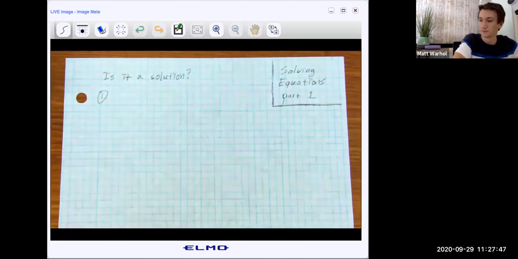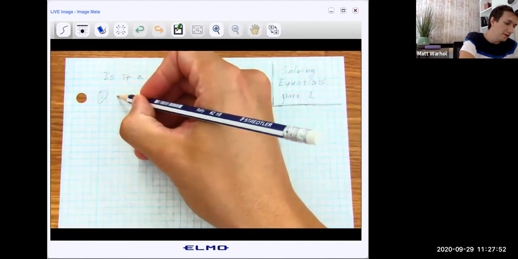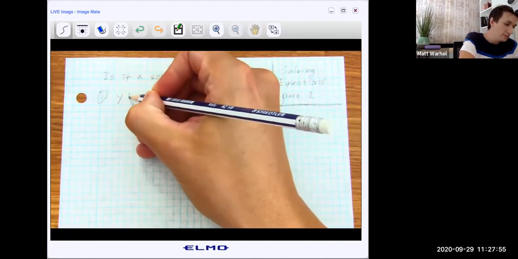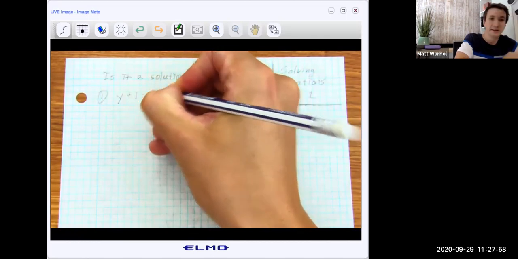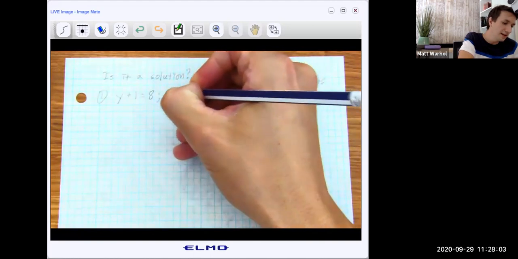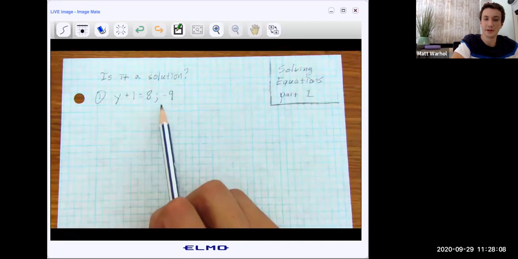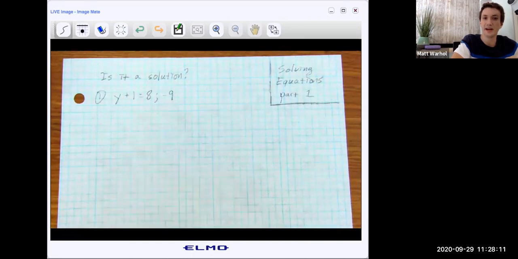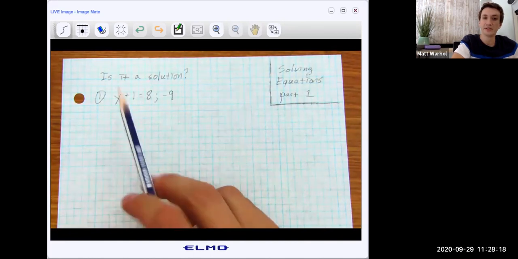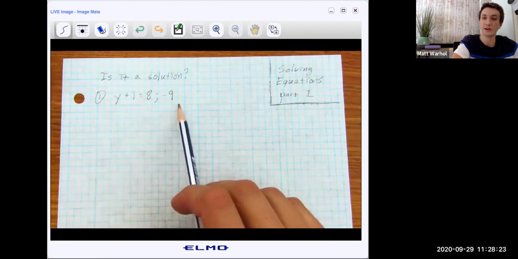Here's example 1. Let's say we have, I need a variable. It can be anything. Let's just call it y. Let's say we have y plus 1 equals 8. And then let's say that I'm telling you the solution to this is negative 9. That's one way I can show it, is I write a little semicolon and then the negative 9. Or the other way is I could write, is it a solution when y equals negative 9? Because what this is asking is, this part that's unknown, this y, is this equation going to work when we plug in a negative 9?